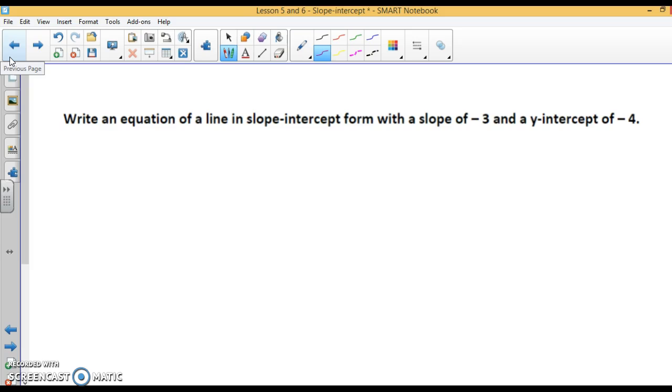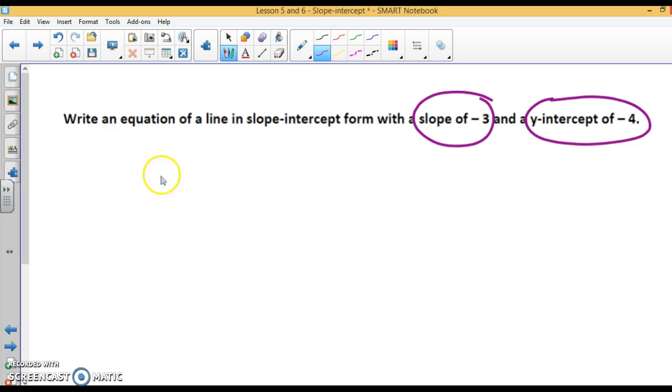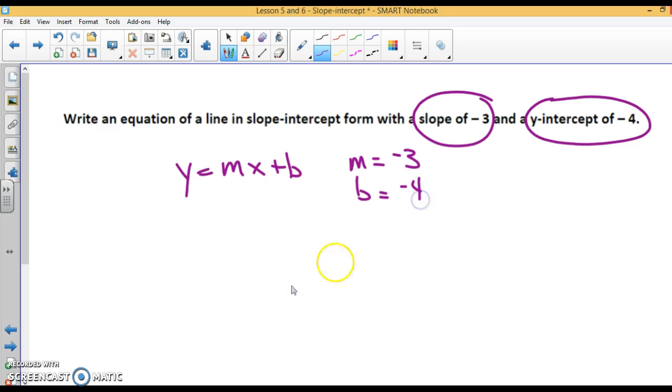Write an equation of a line in slope-intercept form with a slope of -3 and a y-intercept of -4. It tells you slope-intercept form. So the first thing you do, y equals mx plus b. What's m? They tell you it is -3. Y-intercept b is -4. You're going to need to know that. So your equation is y equals -3x plus -4, but I'm going to write minus 4.